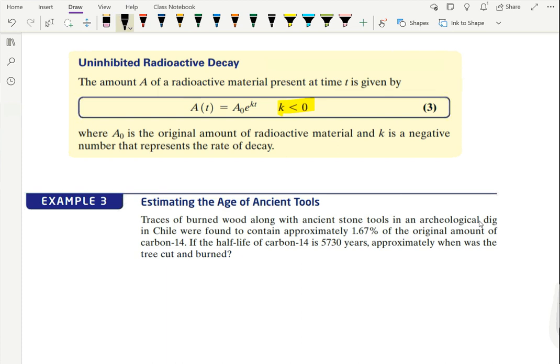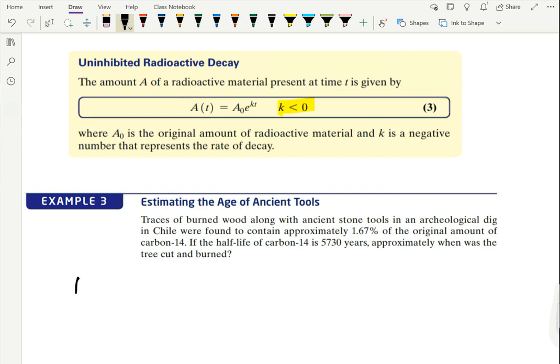So let's take a look at an example here. Pieces of burned wood, along with ancient stone tools in an archaeological dig in Chile, were found to contain approximately 1.67% of the original amount of carbon-14. If the half-life of carbon-14 is 5,730 years, approximately when was the tree cut and burned?